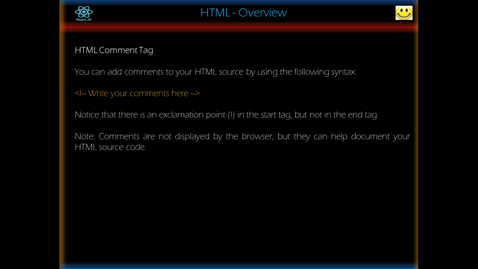You can add HTML comments to your HTML source by using the following syntax. You have a less than symbol followed by an exclamation mark, then a double hyphen, then you can write any comments, then at the end of the comment you specify a double hyphen, then the greater than symbol. Notice that there is an exclamation point in the start tag but not in the end tag. Note, comments are not displayed by the browser, but they can help document your HTML source code.